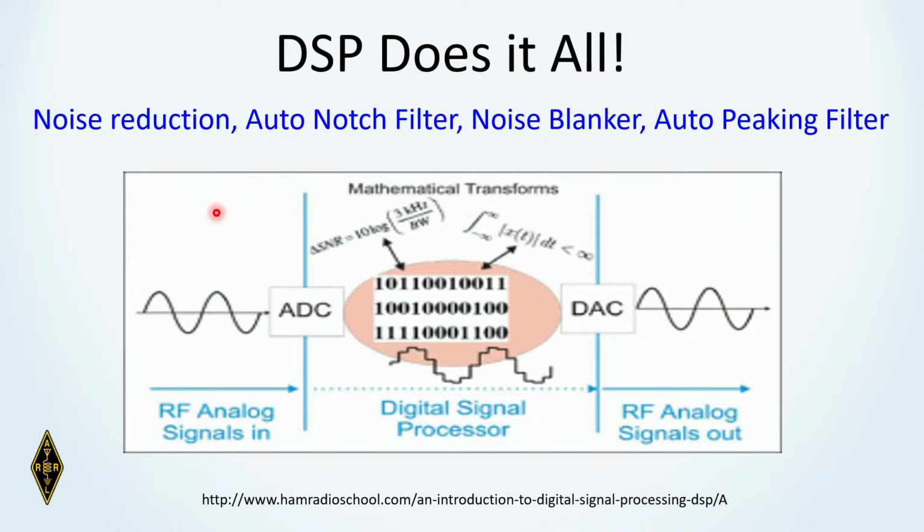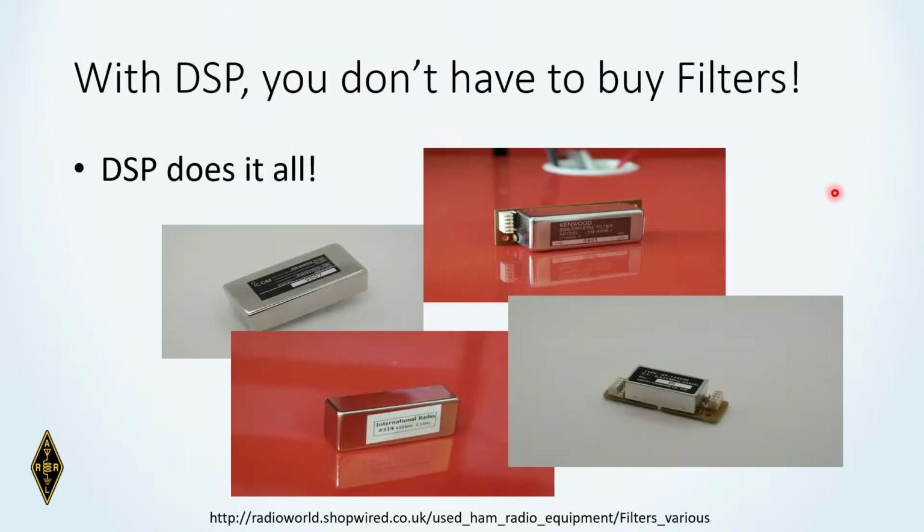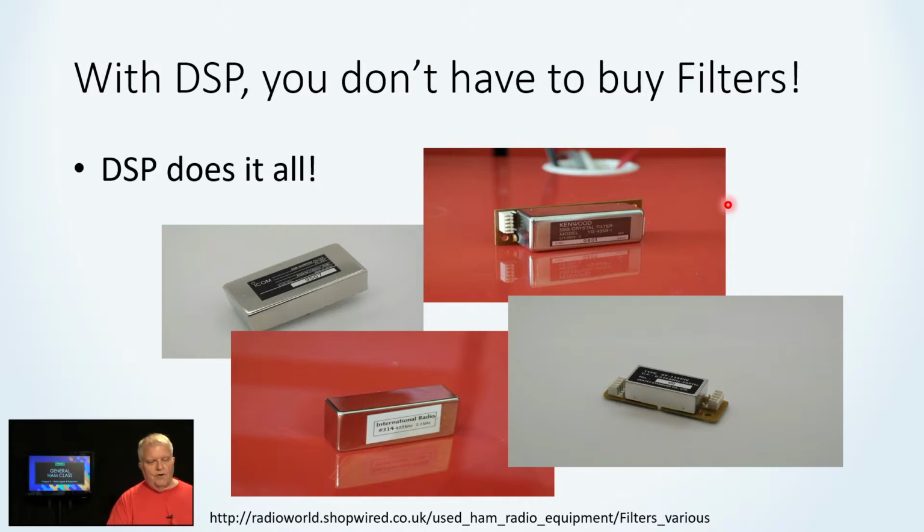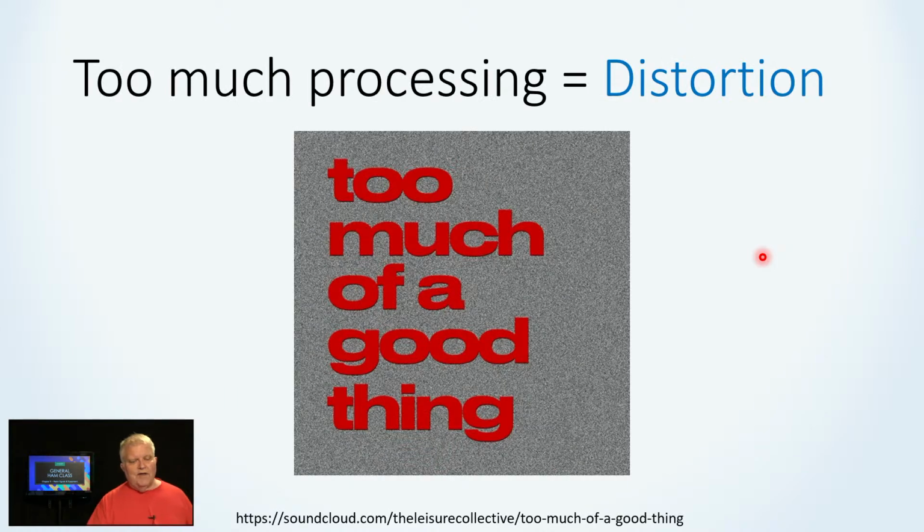And digital signal processing does it all. It does noise reduction, notch filtering, noise blanking, audio peak filtering. And with digital signal processing, you don't have to buy the filters. Remember I showed you those filters before? For the big radios, these can be kind of expensive. So with DSP, you can actually save some money. However, too much of a good thing is not so good. If you turn up the noise reduction on digital signal processing too much, you get distortion. Or if you turn down the bandwidth too much, well, you don't get the full signal. Too much processing can lead to distortion.